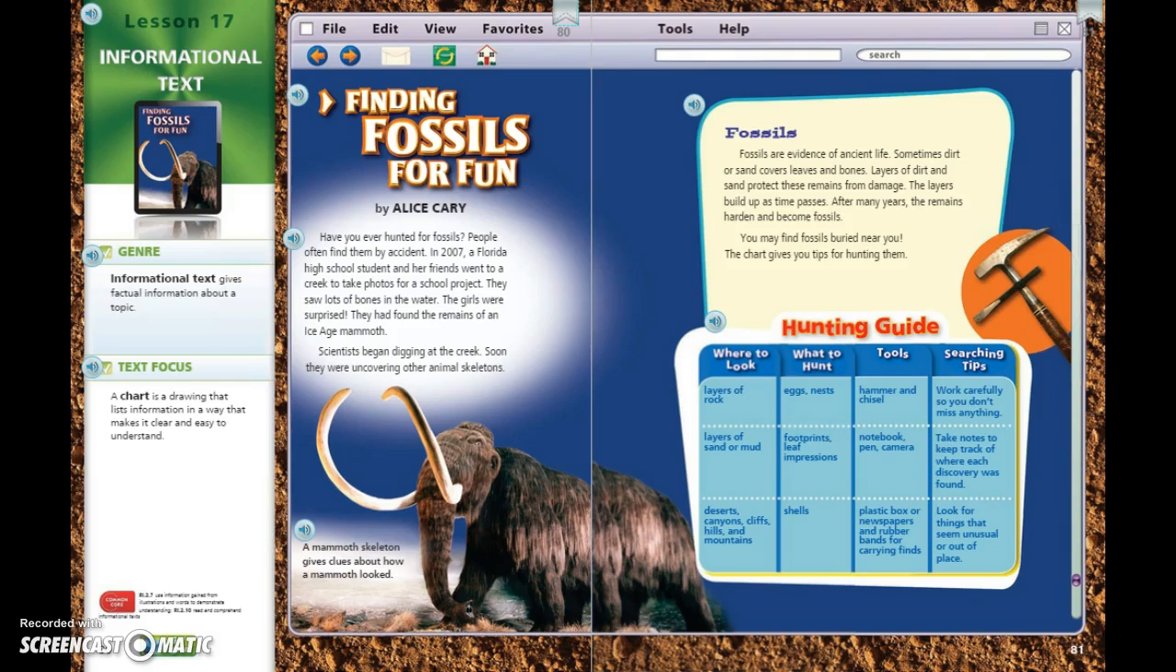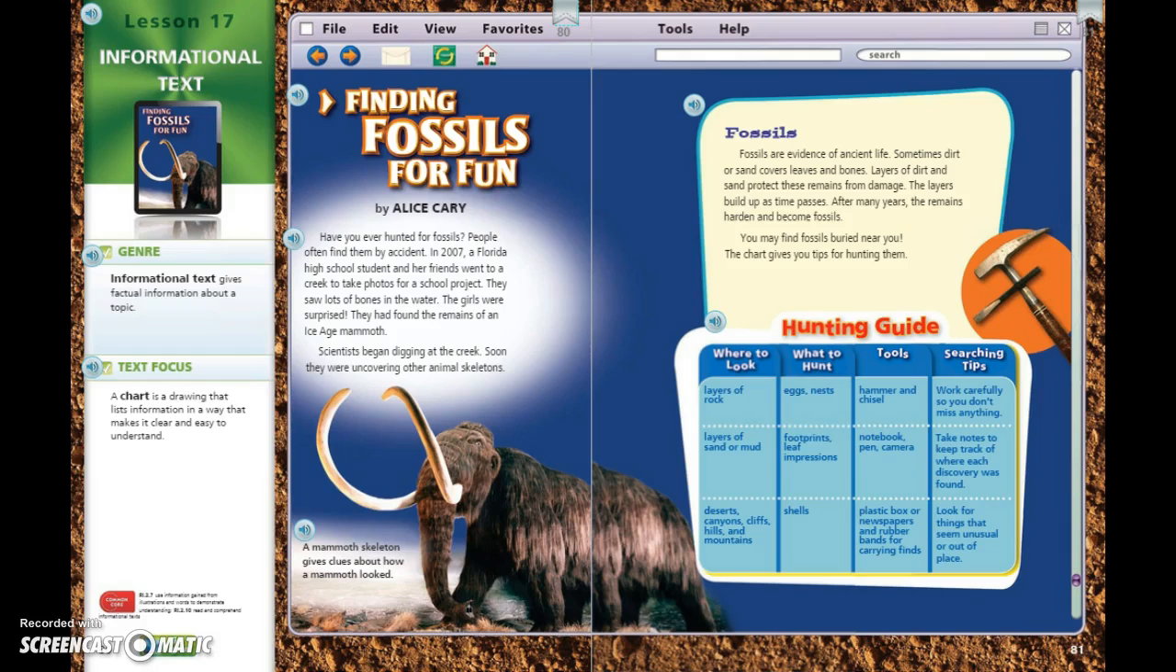Finding Fossils for Fun is an informational text that has features such as headings, photos, captions, and charts. We're going to use the chart on page 81 to answer some questions. Make sure to pause the video and discuss with your learning adult at home.